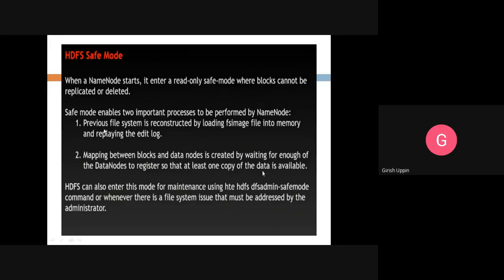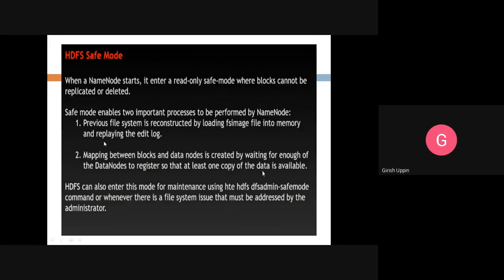First thing it will do is, there is a file called fs image. It will load the fs image into its memory. The fs image has the state before shutting down the name node. It will take that state and load it into memory. So the previous state of the name node before shutting down is loaded into the memory.